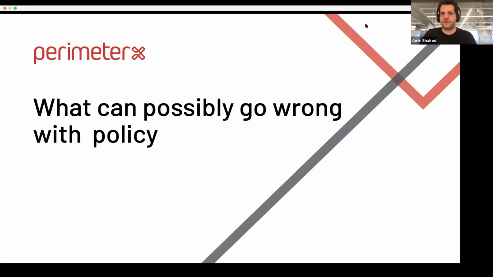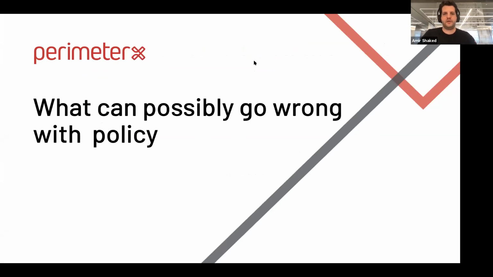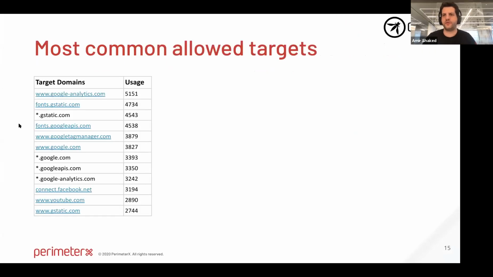Another interesting case where CSP breaks is with the actual policy itself. You did all the hard work, you added only the needed destination domains to be available for location fetch, and it still leaves gaps. And we start with the information. We took those same websites and we broke the information differently. Let's take all the domains that are allowed within those policies and look only at those domains.